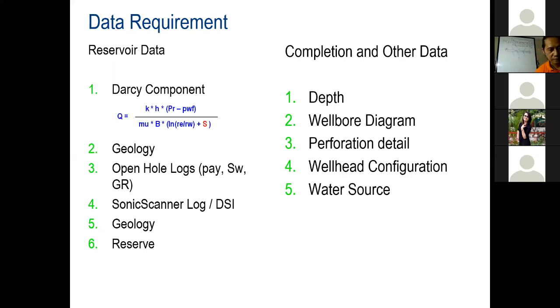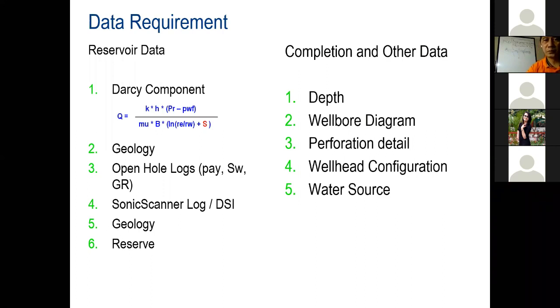Reserve, of course. You've come a long way doing all this technical work, but if your well has no hydrocarbon, what's the point of doing all this fancy treatment, right? So first of all, you have to make sure that you still have hydrocarbon reserves in your reservoir before you try your best to take them out. Okay, and that's from the reservoir point of view.